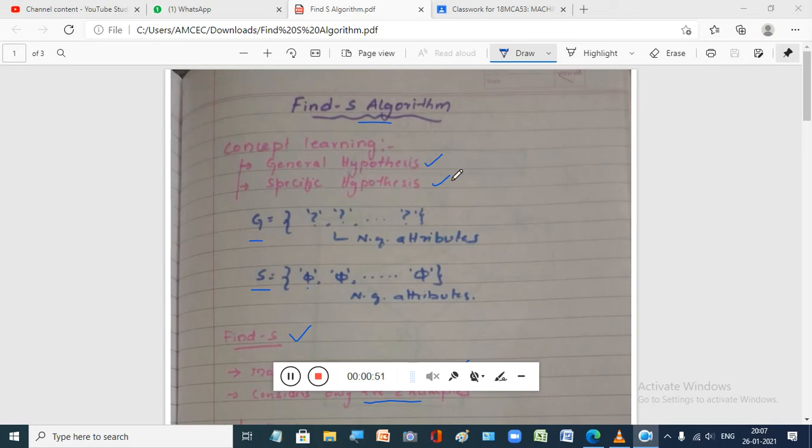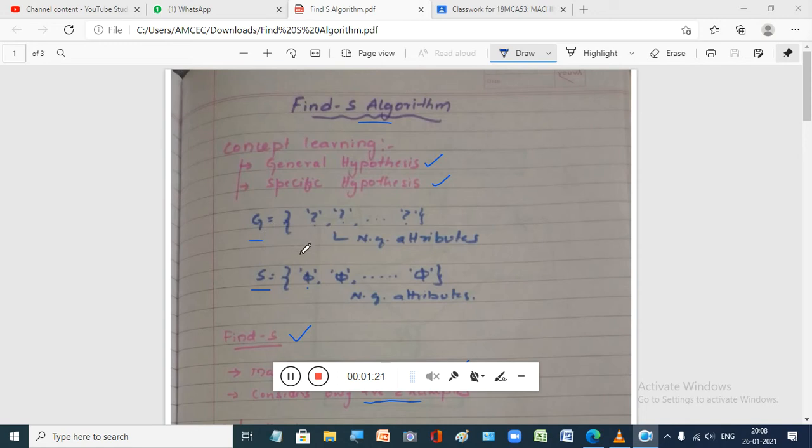Now what do you mean by general hypothesis? Say, for example, if I tell you to order certain food, and you order any food for me, right? No, because in general I have not specifically told you. A specific hypothesis means until and unless I specifically tell you to order me a pizza or a burger, it does not become specific. If I don't tell anything, then it is a general hypothesis.